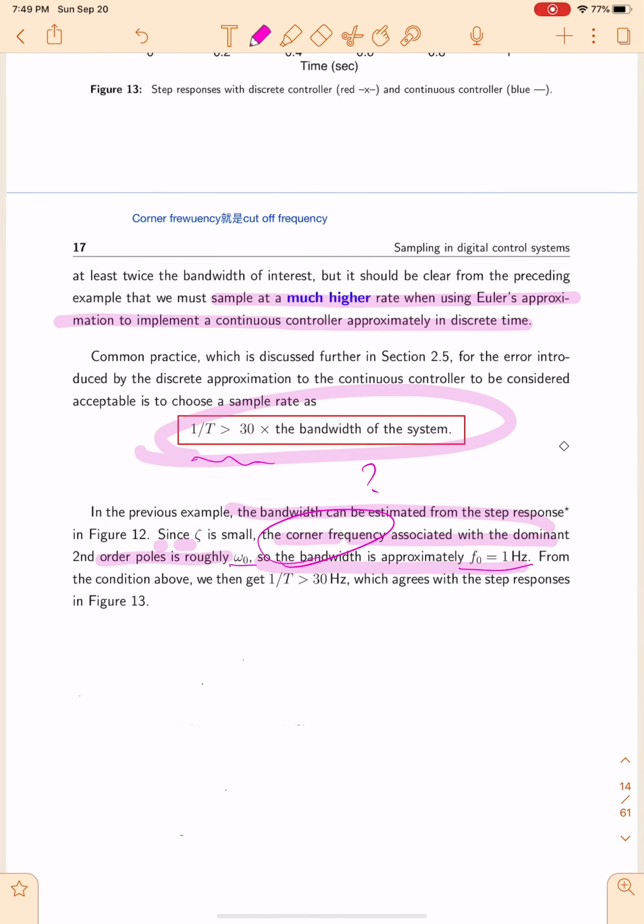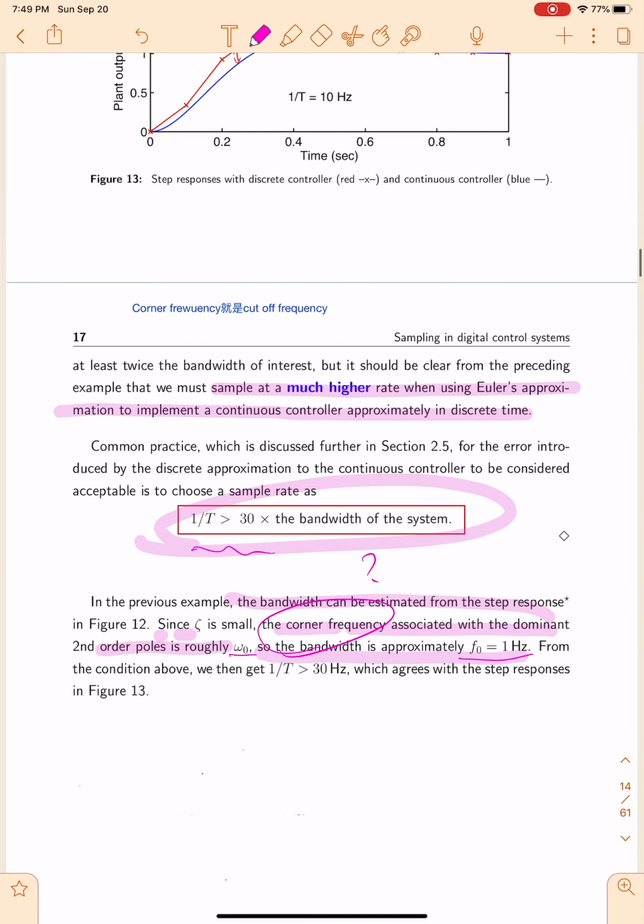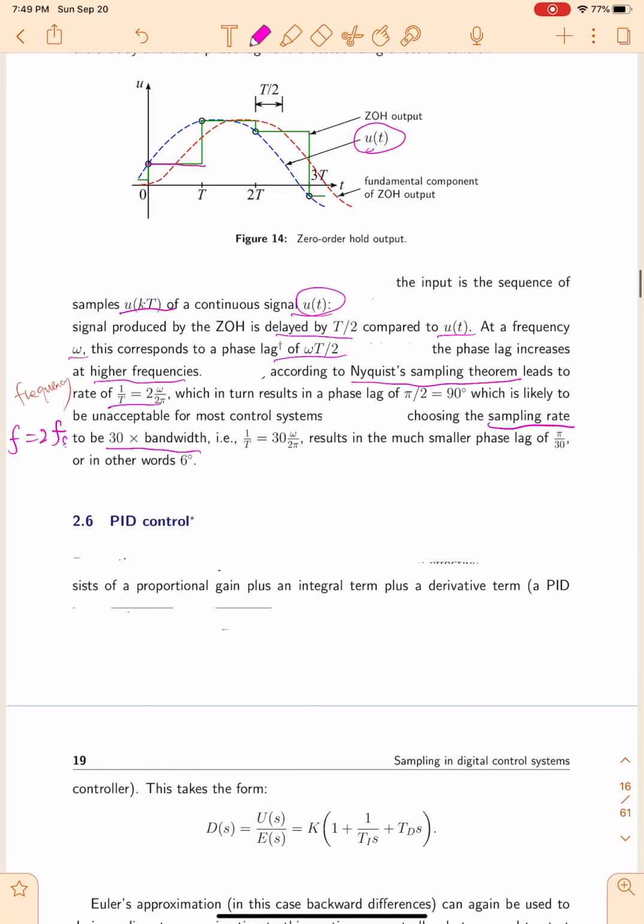Choosing the sampling rate to be 30 times the bandwidth, this is from our last video where we want to use the Euler approximation, so it will become 30 in front of omega divided by 2 pi instead of 2. This will result in a much smaller phase lag of pi over 30, which means just 6 degrees.